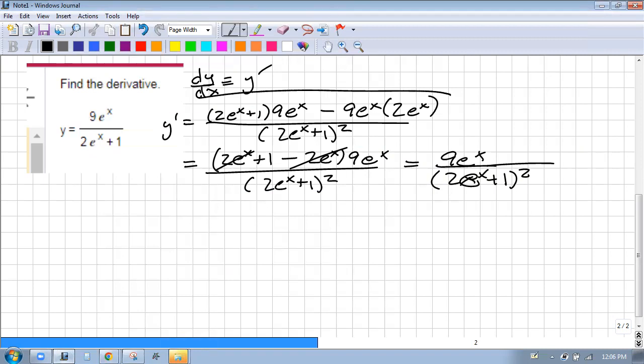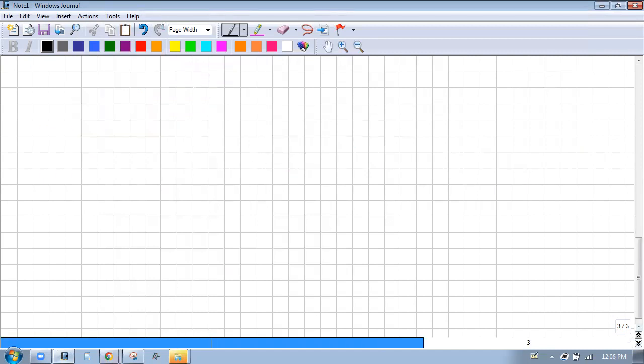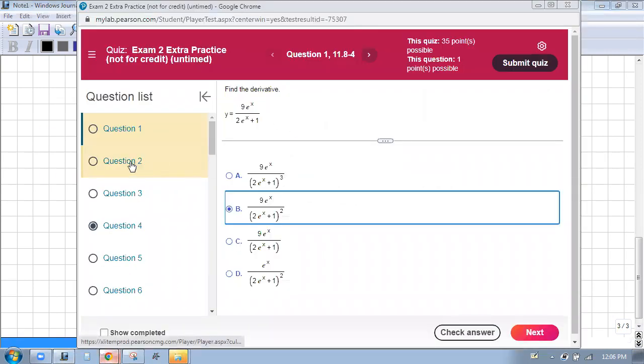All right, any questions about this one? All right, and this is the calculus part, right? The derivative of e to the x is just e to the x, so pretty easy there. So that's number 1. Let's look at, and stop me if you have questions, all right?